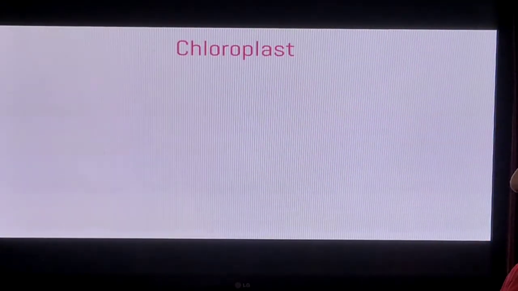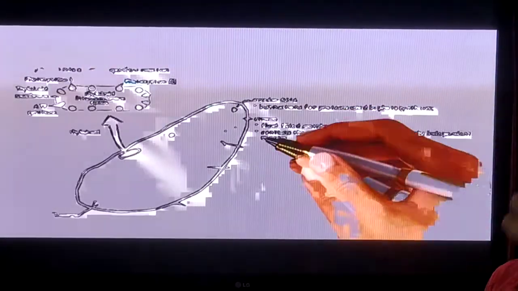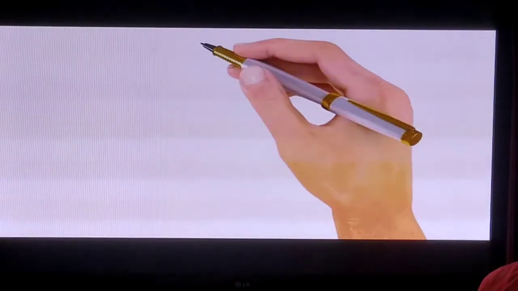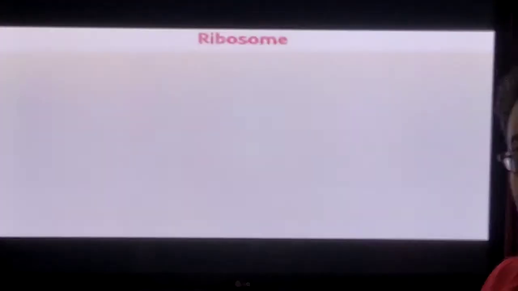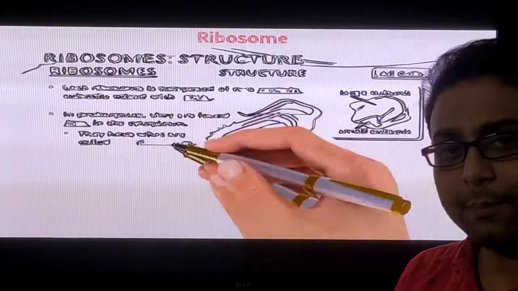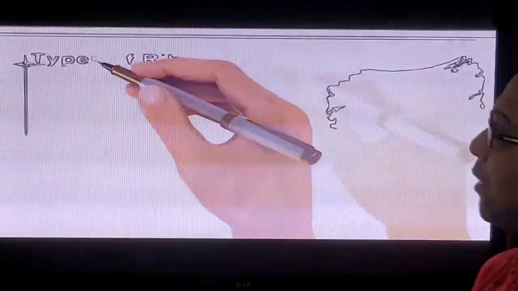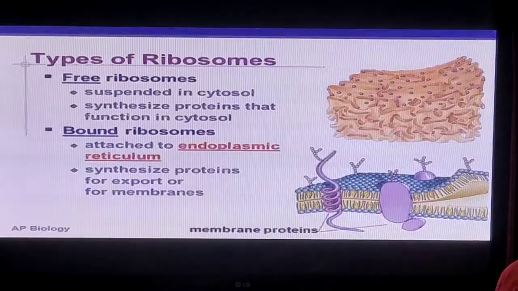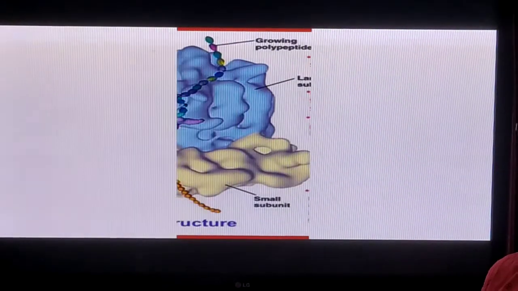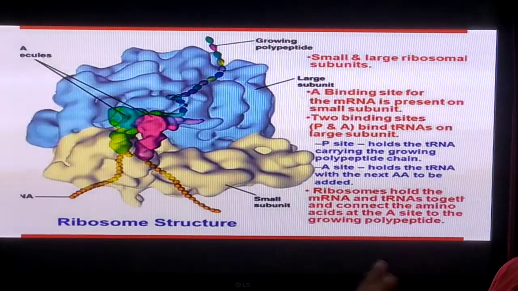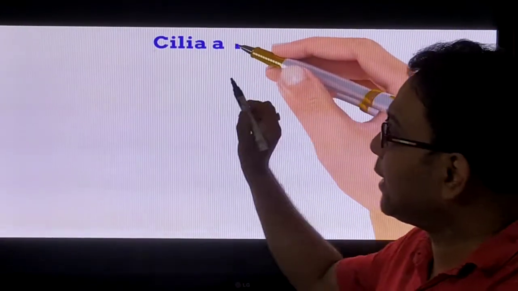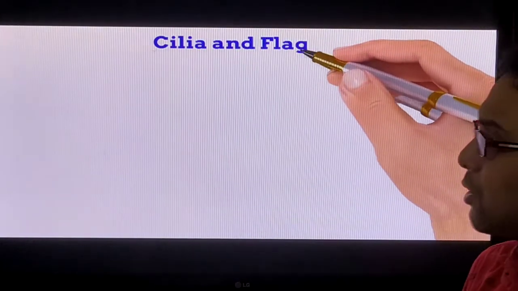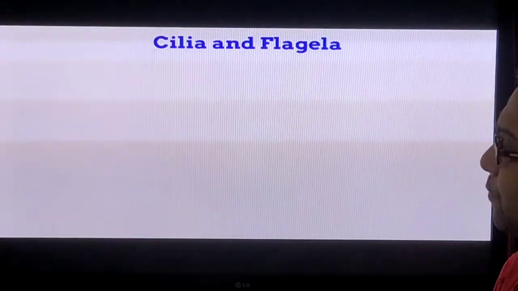Chloroplast, we already discussed this. Now the cilia and flagella: in our nasal cavity, in our trachea, and in the female body, in the fallopian tube, the ciliated epithelium is there, which means it has cilia. But flagella is present in the bacterial system. They have flagella which have a locomotory function. So now we discuss the cilia and flagella from the structural point of view. We discuss that first.